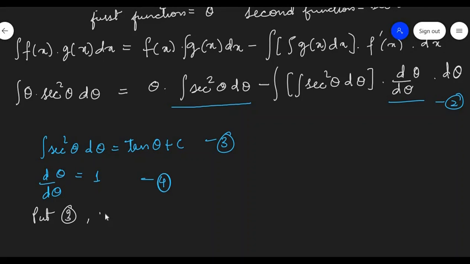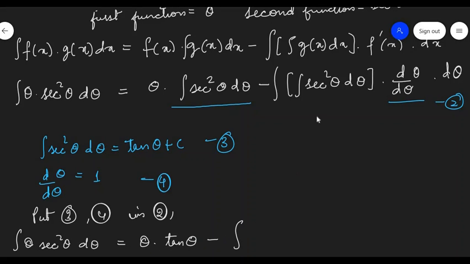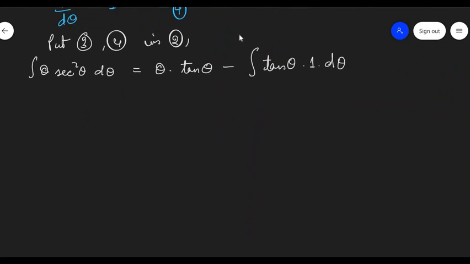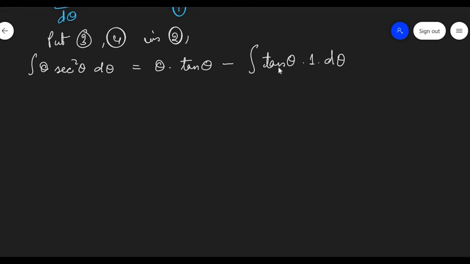So, putting 3 and 4 in 2, we get integration of theta sec square theta d theta as theta into tan theta minus integration of sec square theta, from 3 it is tan theta, into 1 and d theta. So we need to calculate integration one more time before we can proceed further. Let's call this equation number 5. So we need to calculate integration of tan theta.